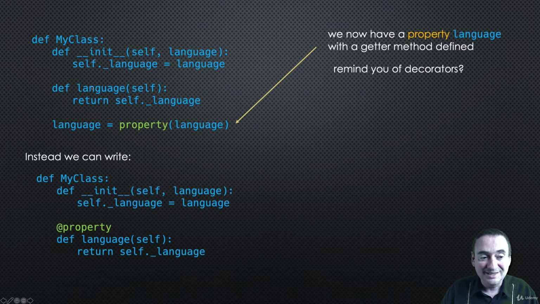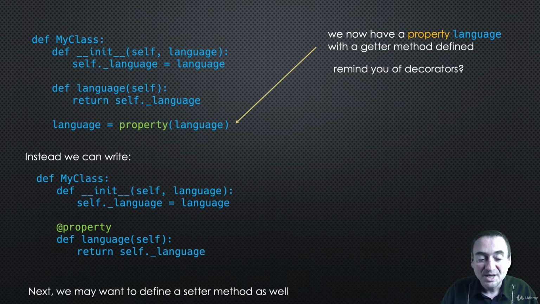It's going to do exactly what we have over here. It's first going to create this function language. Then it's going to call property, passing it language, and whatever gets returned will get reassigned to the symbol language. So now language is an attribute of our class that happens to be a property object, a property instance.